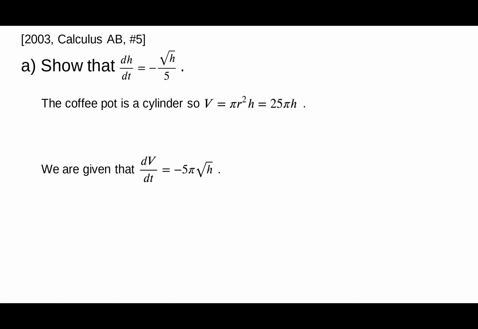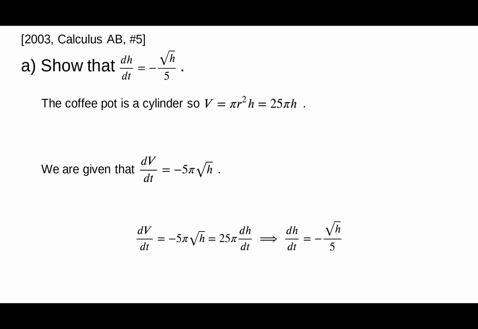However, since we know the volume in terms of h, we should be able to use implicit differentiation to come up with a formula for dV/dt based on the fact that the volume is 25 pi h. So, dV/dt is negative 5 pi times the square root of h, and the derivative of 25 pi h is 25 pi times dh/dt. Those two rates have to be the same. It's the same coffee pot.